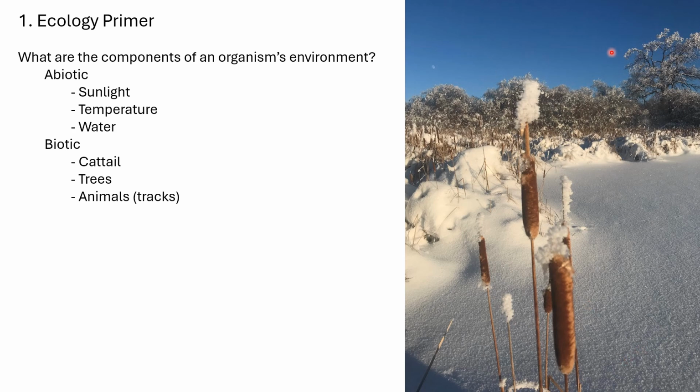I can kind of see the sunlight because if there was no sun right now, it'd be dark. I couldn't see anything in the picture. Temperature, well, I can kind of see the effects of the temperature because it shows me that the water now is in a solid phase. So those are really important things, abiotic components.